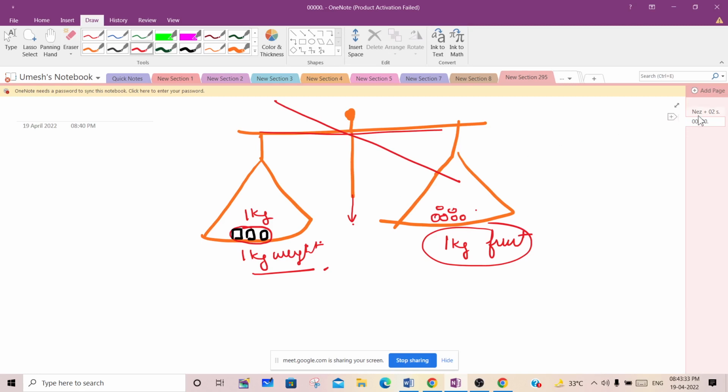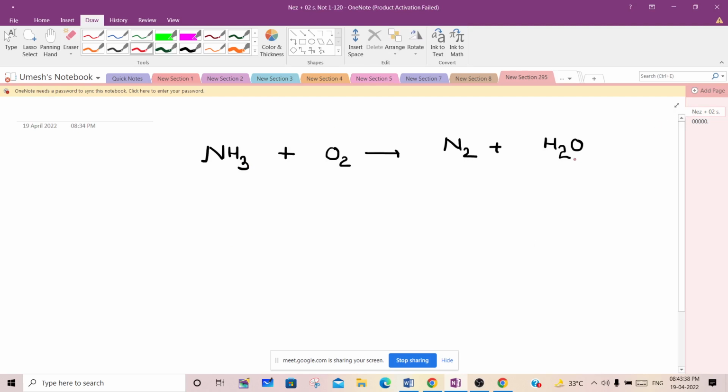Yes, got it. Now, when I talk about the balancing of a chemical equation, it means all the atoms of every element should be equal on both the sides. Now, what to do? You can see there is 1 nitrogen on the reactant side and there are 2 nitrogen on the product side. So what I do, I put here 2, right? 2 here. It means my nitrogen atoms are balanced on both the sides. Is that clear?